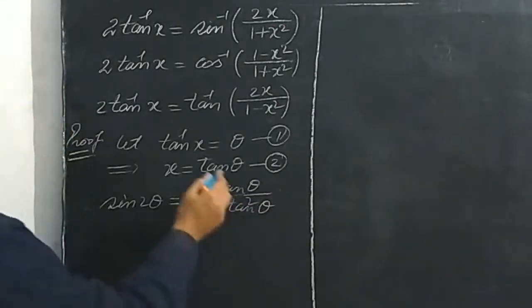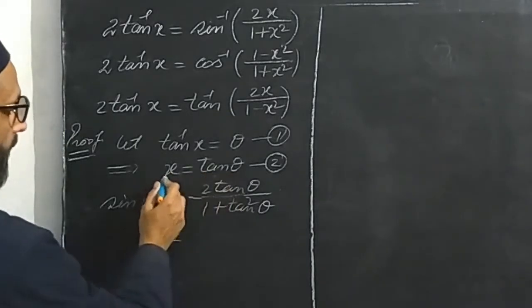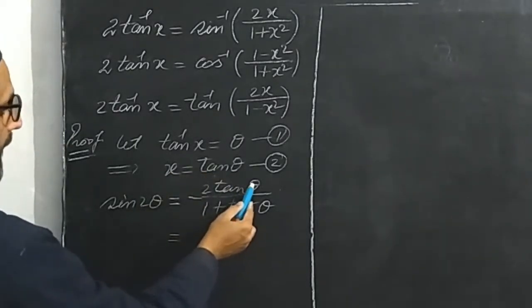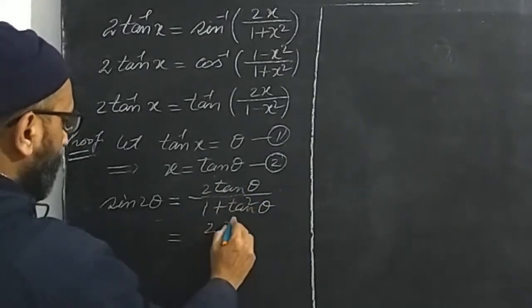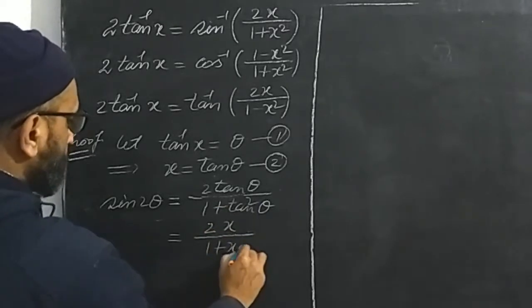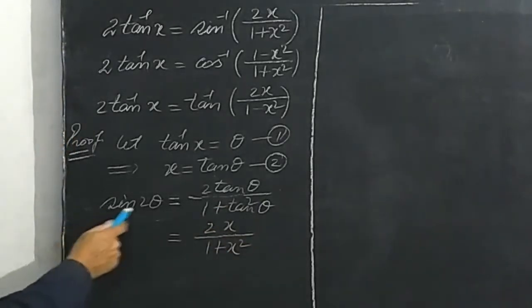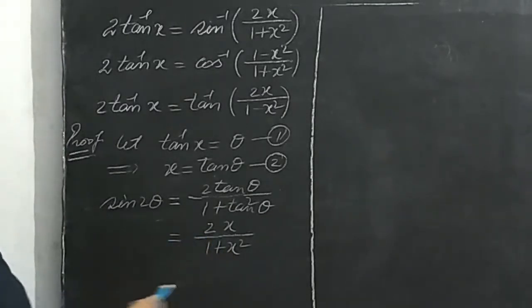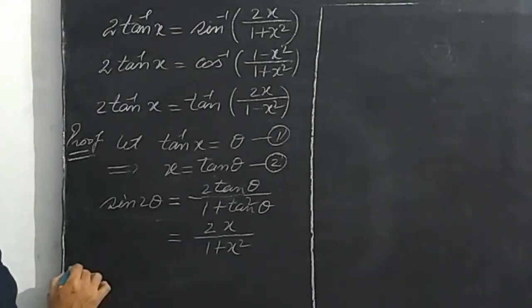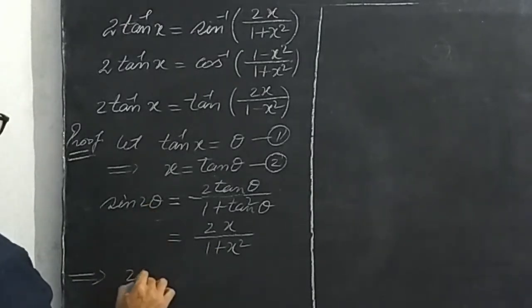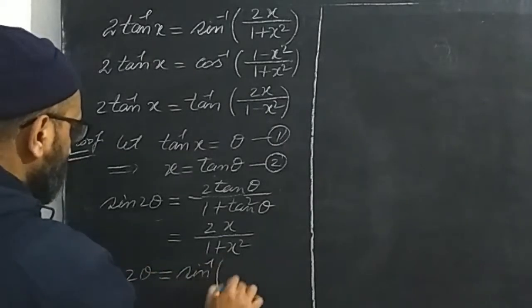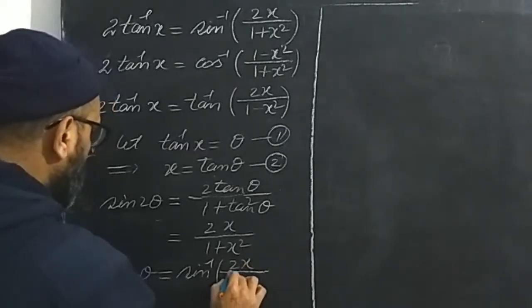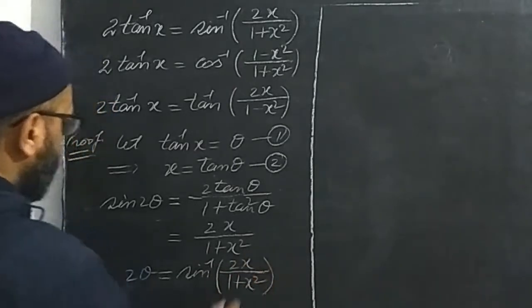So as from equation number 2, tan theta is equal to x, we may replace tan theta by x on the right hand side of this equation. So we get 2x upon 1 plus x square. So sine 2 theta is equal to 2x upon 1 plus x square. So by inverse trigonometric functions concept, we have to write down the value of 2 theta, which is sine inverse 2x upon 1 plus x square.